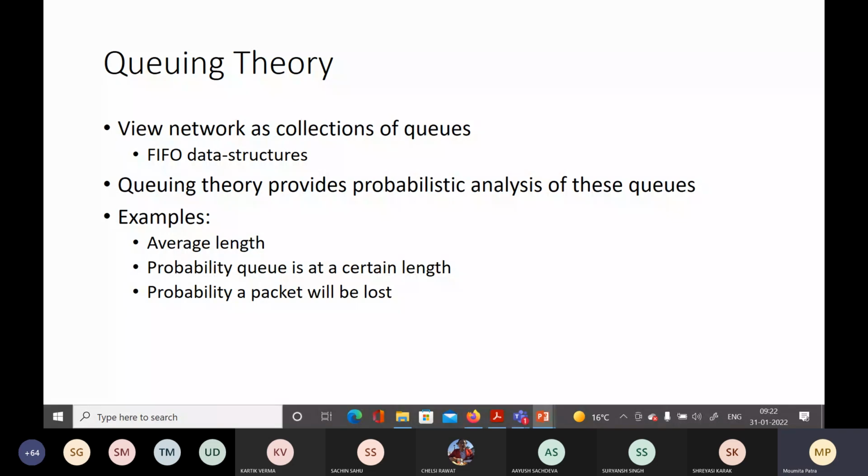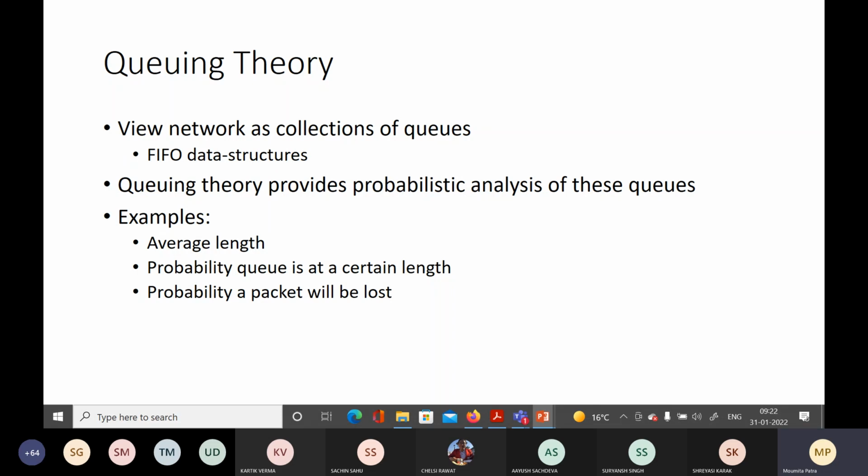We already know that queuing theory provides probabilistic analysis of these queues, that means the queues in the network. For example, some metrics that you can get are the average length of the queue, and the probability that the queue is at a certain length, that means the probability that there are some n number of customers in this queue. Also the probability that a packet will be lost.